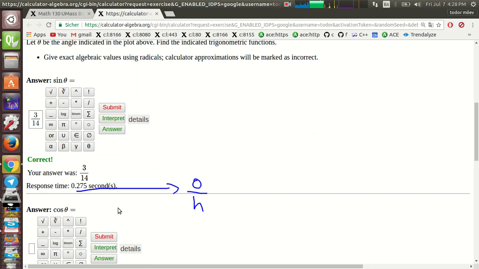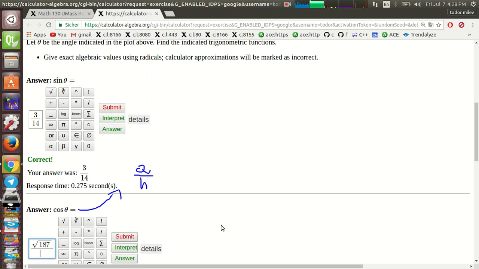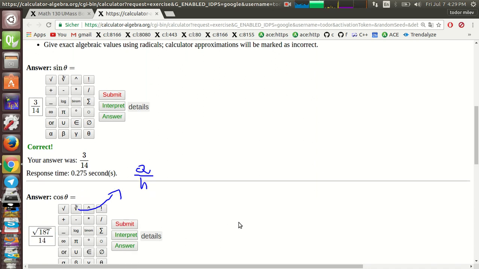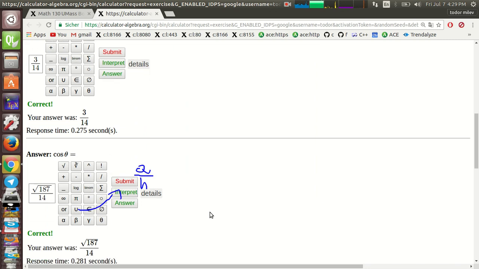Okay, now next is cosine of theta. Well, if you remember, that was the adjacent side over the hypotenuse. So we saw that the adjacent side was the radical of 187, and we need to divide it by the hypotenuse, which is 14 units. All right, that went through as well. Good for us.